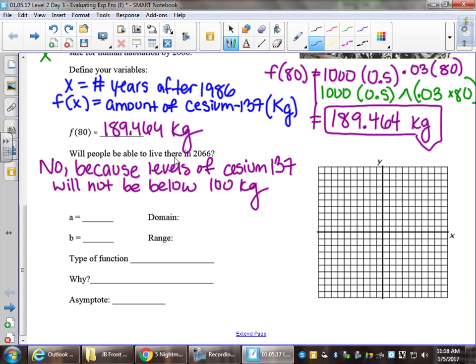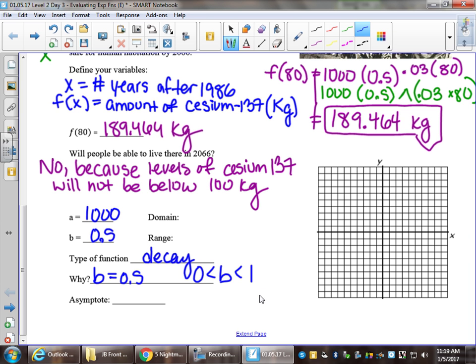Here is a blast from the past, yes? We did this before. So what's A? What's A, guys? Nope, not 100. 1,000. What's B? Good job. Because B is 0.5, what kind of function is this? Decay. The reason is, since B is 0.5, that is between what two numbers? 0 and 1.